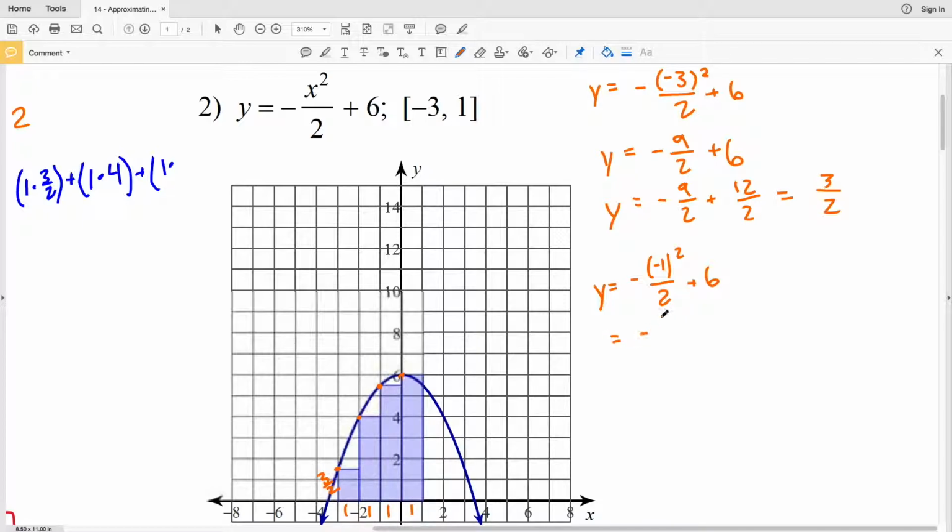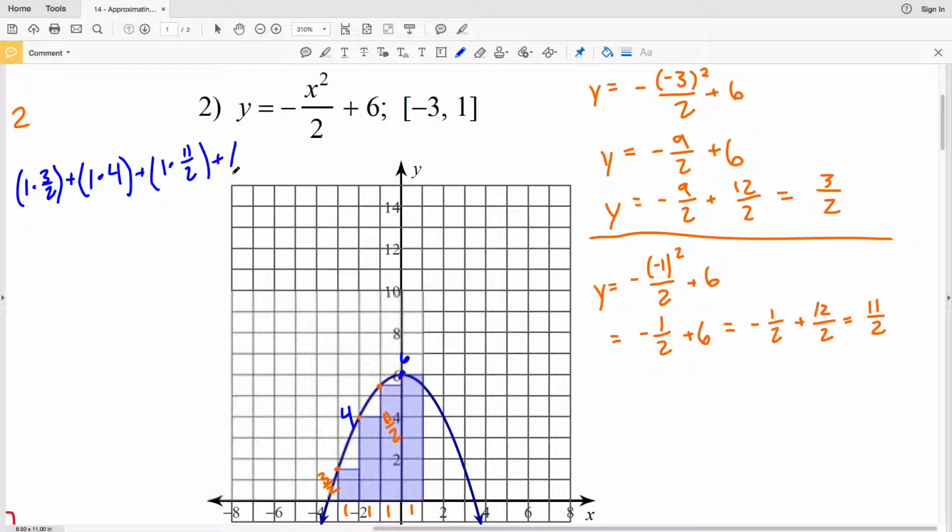That's going to be equal to -1/2 plus 6, which all over the same denominator, I'll have -1/2 plus 6 in terms of halves is 12 halves, and that's going to equal negative 1 plus 12, which is a positive 11, over 2. So 11 halves. So the height of our third rectangle is 11 halves. So we'll have 1 times 11 halves for the area. And then lastly, for our fourth rectangle, we can see that we have a height or length of 6.